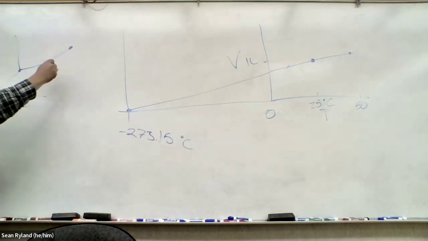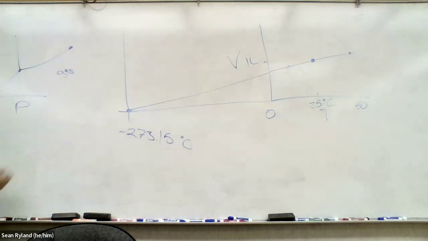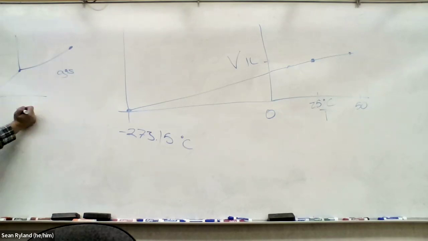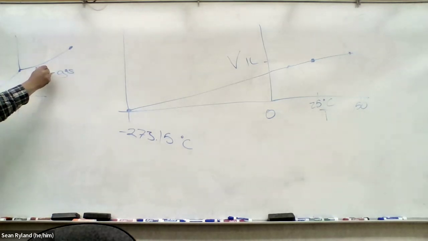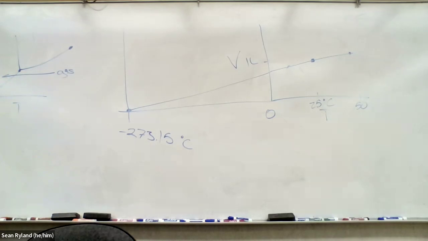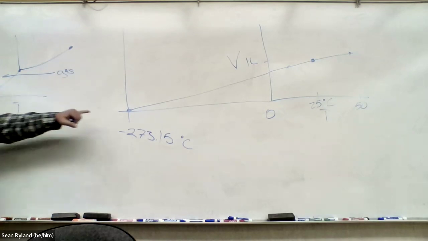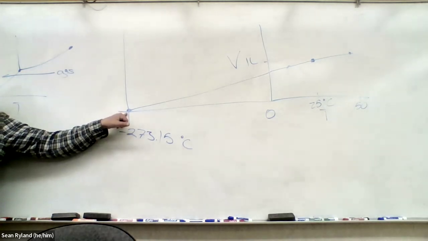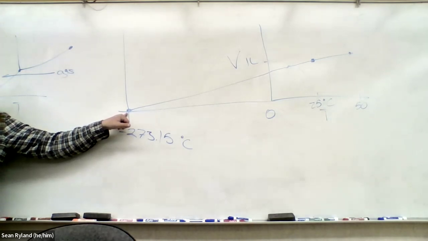So if we're sitting here at gas and we're going to drop the temperature, if we drop the temperature down enough, it's going to turn to a solid. So we actually can't see this behavior. We can't get to a gas that's actually going to go to 0 volume because we get phase changes along the way.